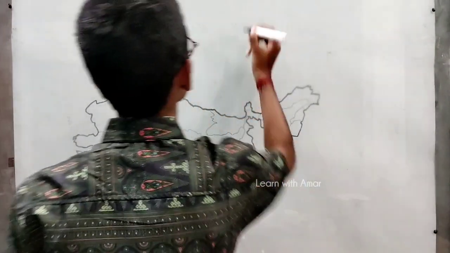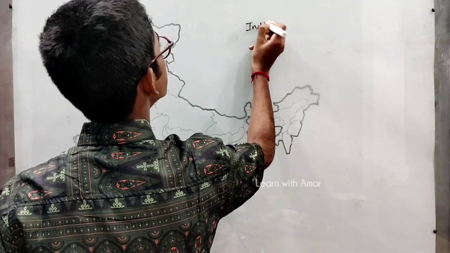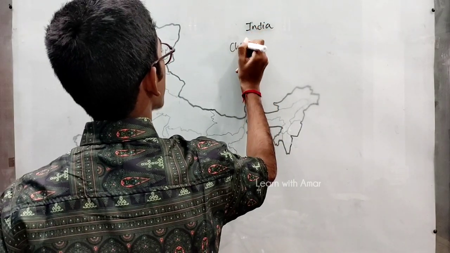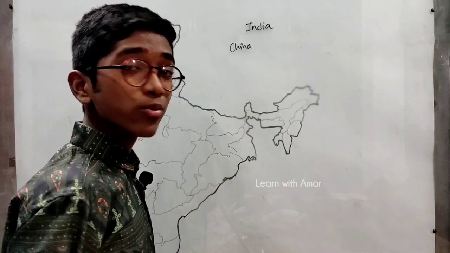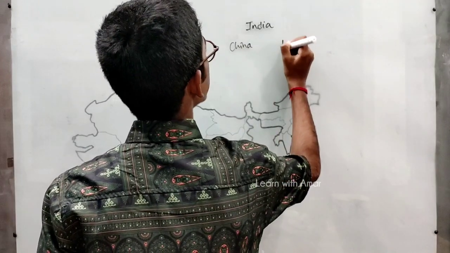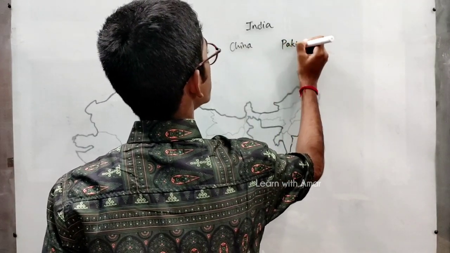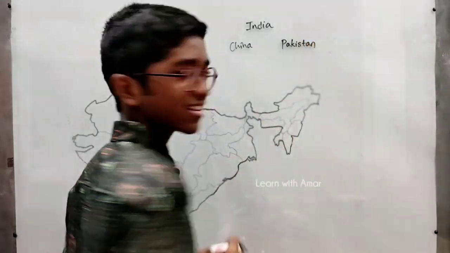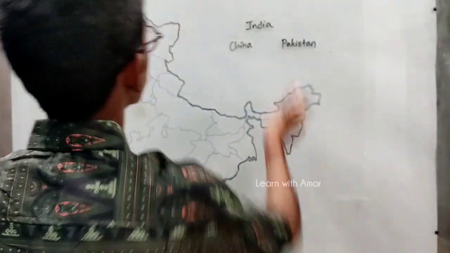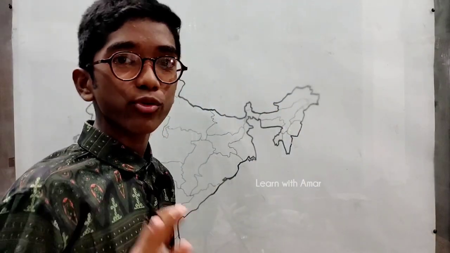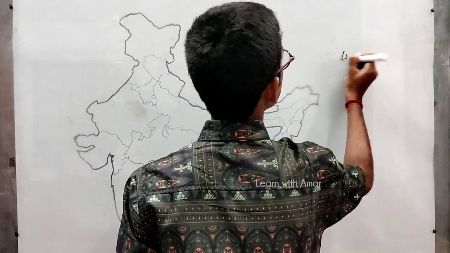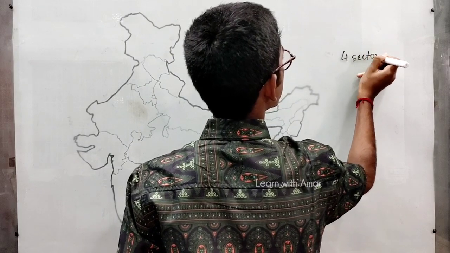In the previous class, we discussed the border dispute between India and China, right? So now we are going to continue the topic and discuss the border disputes between India and Pakistan. So let's go ahead without any further delay. We'll discuss this concept in 4 divisions, 4 sectors. Alright, 4 sectors.